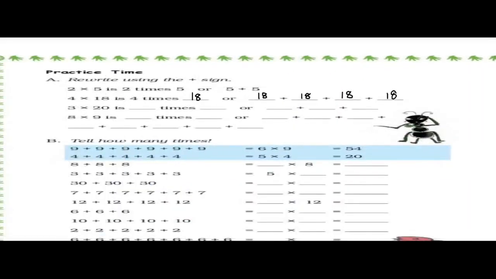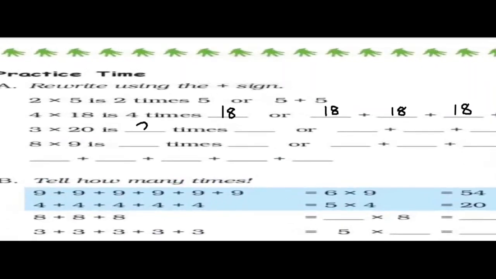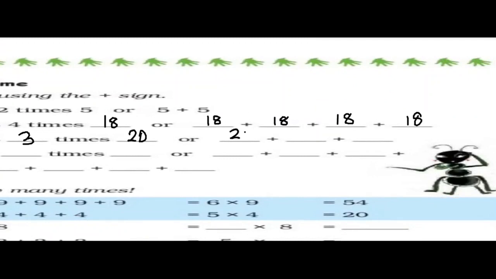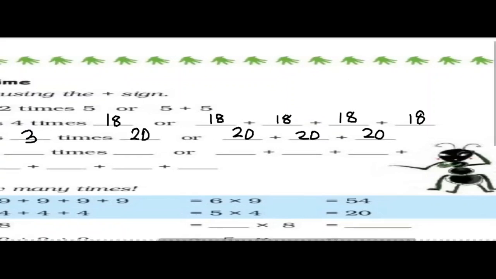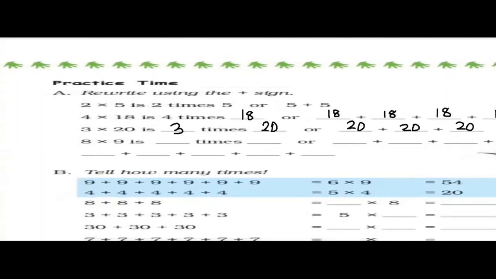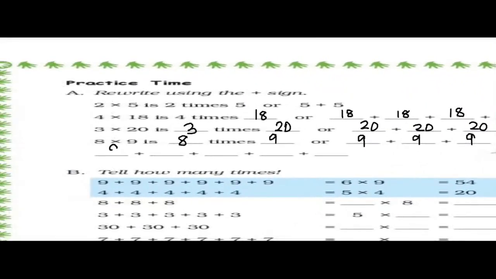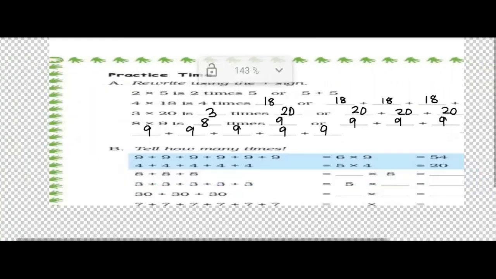Now 3 into 20 means 3 times 20. So how many times are you going to write 20? You are going to write 20 three times. So 20 plus 20 plus 20. So you have written 3 times 20. Yes. In the same manner you can write 8 into 9. So 8 times 9, or you will write 9 eight times: 1 9, 2 9s, 3 9s, 4, 5, 6, 7, 8. So you have written 8 times 9.